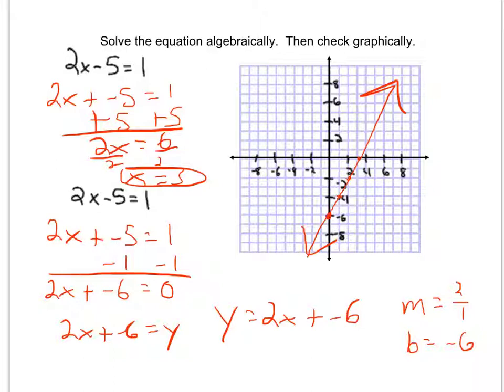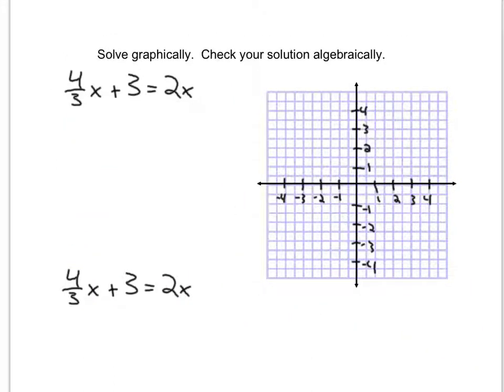Alright, let's go on to one more example. And now this example tells us to go the other way. They say to solve graphically and then to check our solution algebraically. So again, we want to get 0 on a side by itself, so we want to get our right side equal to 0. So we want to cancel out what's over here. So we're going to take away 2 x's from each side. And that gives us 0 over here. 4/3 x minus 2x, well 1 1/3 x minus 2x is negative 2/3 x. And we got plus 3.